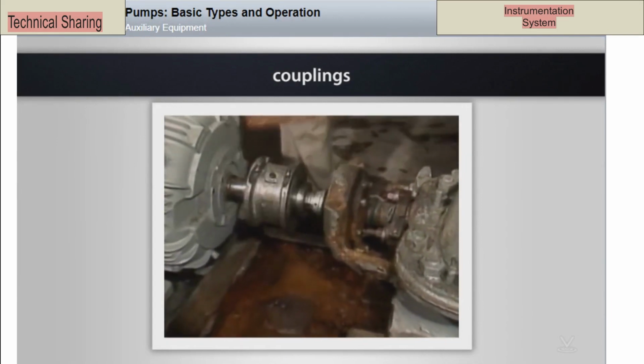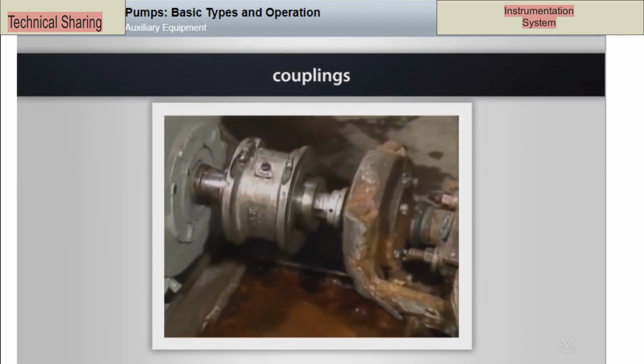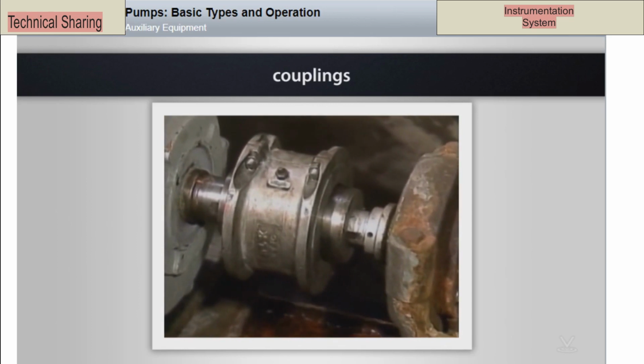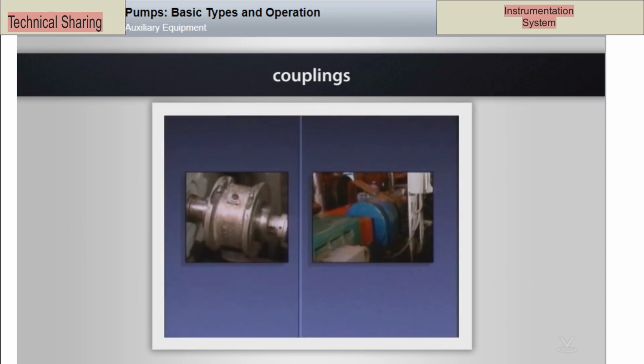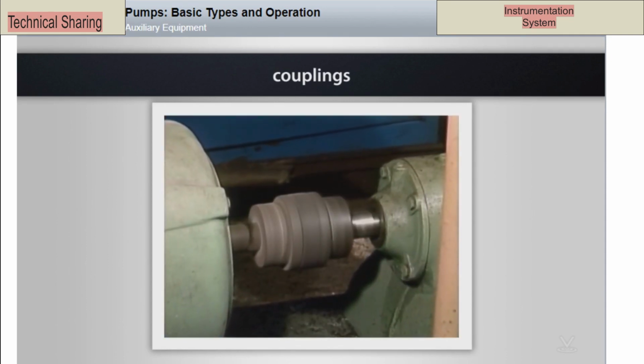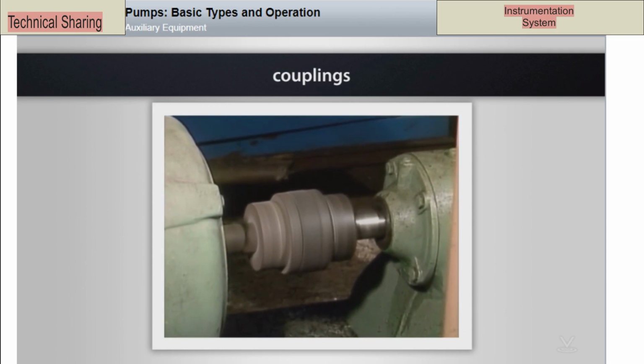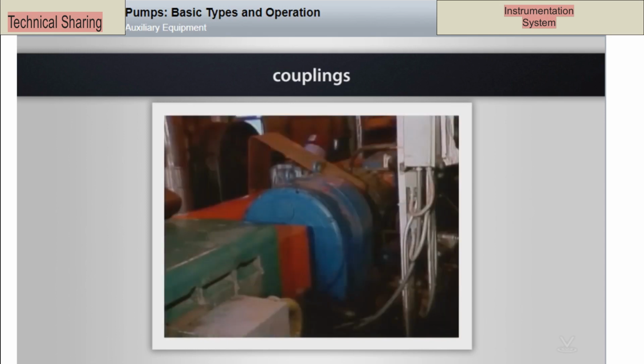Couplings. Another piece of auxiliary equipment is a coupling. A coupling is a device that connects the driver's shaft to the pump shaft. Couplings can be divided into two categories, fixed couplings and variable couplings. When a fixed coupling is used, the speed of the pump is fixed by the speed of the driver. To change the speed of the pump, the speed of the driver has to be changed. On the other hand, when a variable coupling is used, the speed of the pump can be changed without changing the speed of the driver.